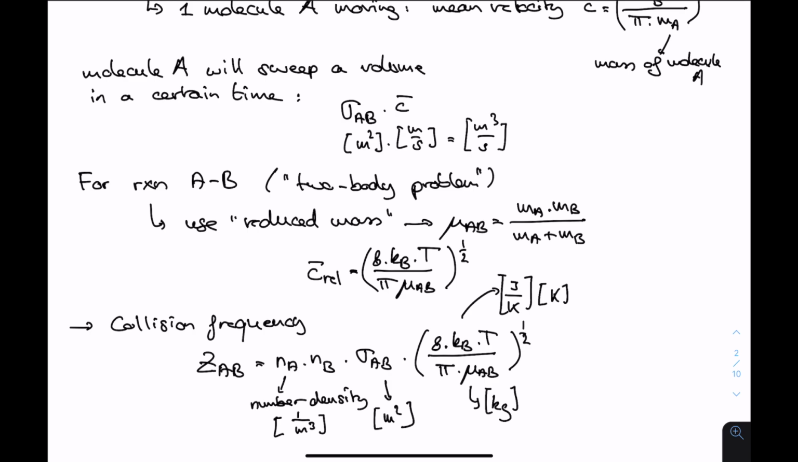If we want to express that in SI units, we have 10 to the 6th times Avogadro squared times concentration A times concentration B times the same term, 8 k_B T over pi mu AB to the power half.